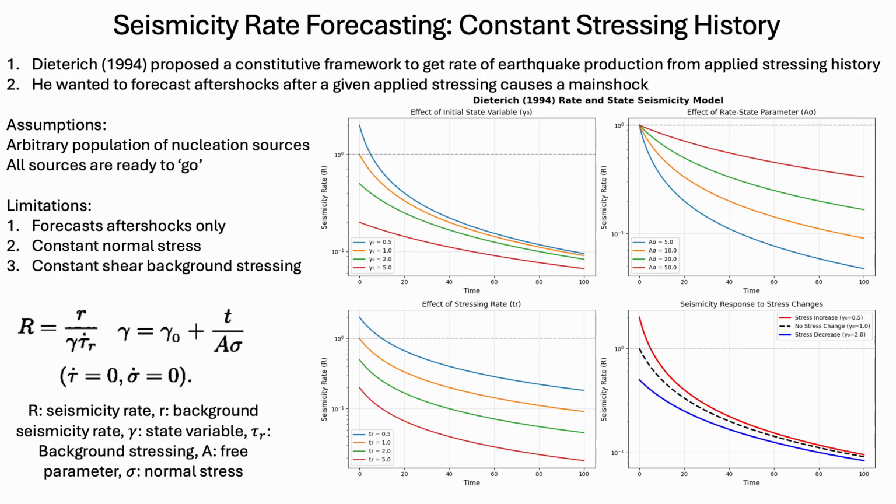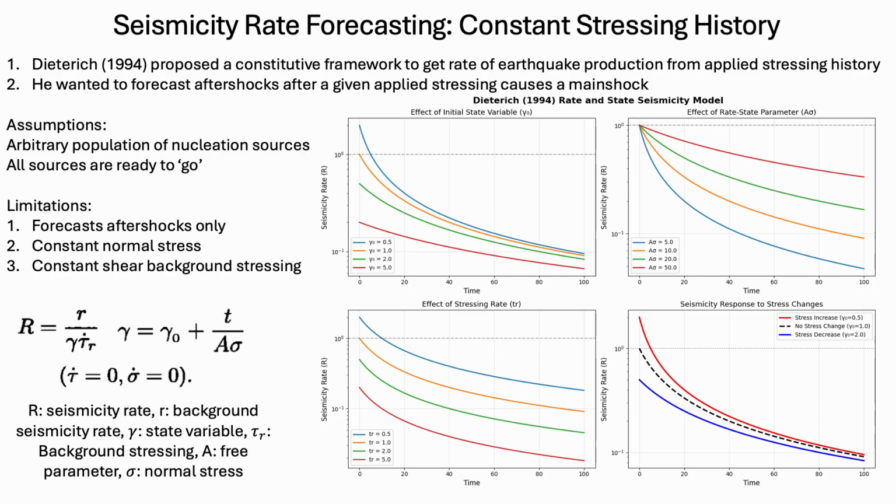The first plot is the effect of initial state variable gamma naught. Assuming different values of gamma naught, you can see that as you increase the values progressively, the initial seismicity rate drops and then follows a characteristic Omori decay. If you look at the effect of the rate and state parameter A sigma, I should highlight one thing here. This big A is the same as the rate and state friction parameter that was represented by the small a, and we call it the rate and state parameter A sigma.